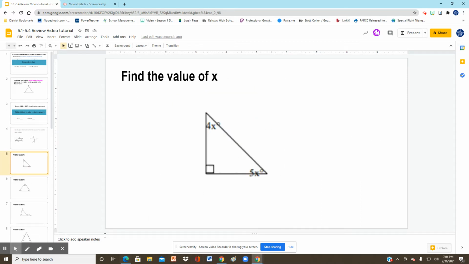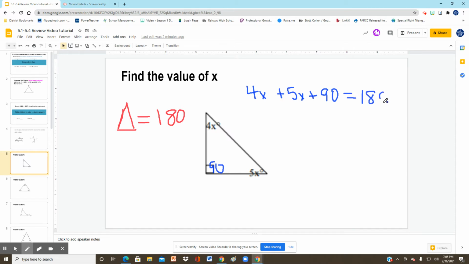Here we have our triangle. It's asking us to find the value of x. Remember, the whole triangle is 180 degrees on the inside. So right away, I can see in my picture, I have a 90-degree angle here. So I have my three angles. I have 4x plus 5x plus 90 equal to 180. Then I would combine like terms and solve for x.